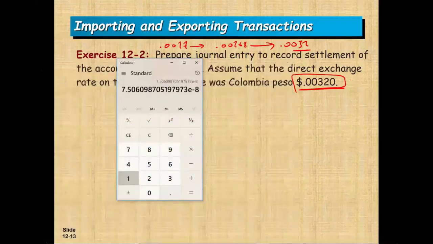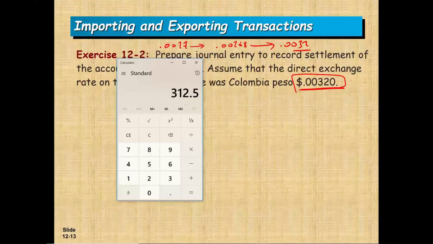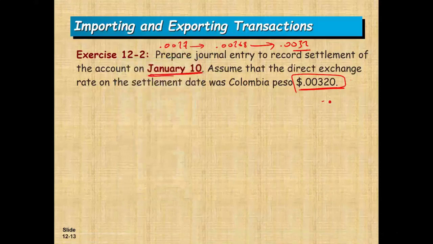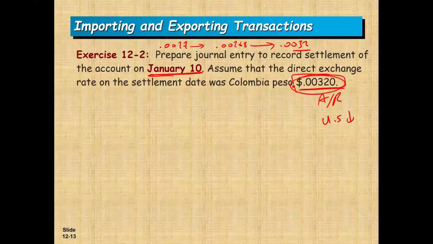just take 1 divided by 0.0032. It means now you need 312 pesos to buy a dollar. So the pesos increased in value. It means the dollar weakened, and we like this. Why do we like this? Because we have an account receivable. We want the US currency to go down. It means the pesos will buy you more US dollar. We're receiving pesos. We want the US dollar to go down.